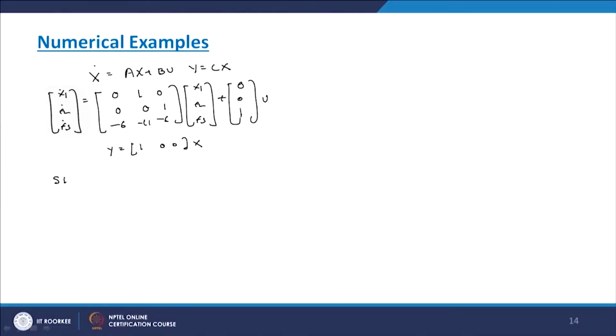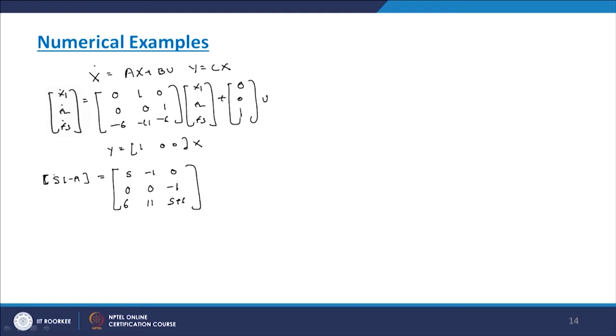So, what is the first step? We have to determine sI minus A. So, how do you get sI minus A? It is s, minus 1, 0, then 0, s, minus 1, and here 6, 11, s plus 6. That is sI minus A, we have got it.